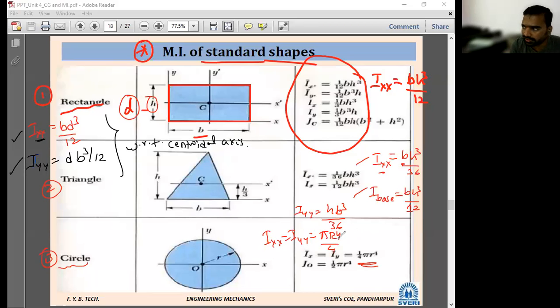So if you know the radius, you can substitute. If you don't know the radius, then pi r raised to 4. What is r? r is equal to d by 2. Correct, everyone? So d by 2 whole raised to 4. So pi d raised to 4 by 2 raised to 4. How much is it? 16. 16 into 4 is 64. pi d raised to 4 upon 64. You can write it this way and also pi r raised to 4 by 4. Okay? All of you write on.